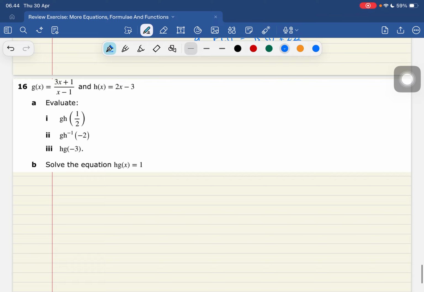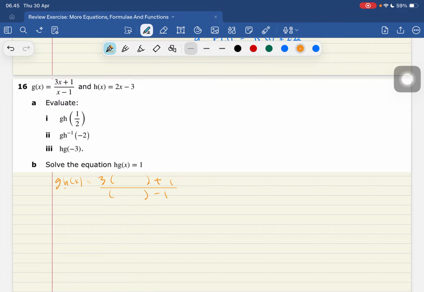Okay, here is the last question. GH, output is G. So here is GH of x. Instead of writing x, we will keep it as an empty bracket: 3, bracket, plus 1, here is an empty bracket minus 1.